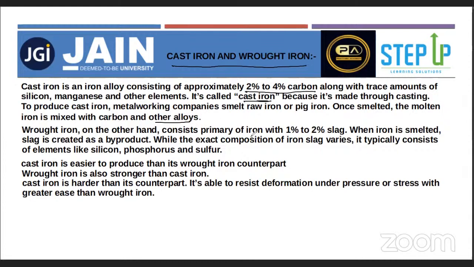Wrought iron, on the other hand, consists primarily of iron. How much more iron will be there, how much less carbon? It will not be that brittle. Brittle, you know, right? It will break when you're trying to convert it into a different form. This iron is smelted, and slag is created as a byproduct. While the exact composition of iron slag varies, it typically consists of elements like silicon, phosphorus, and sulfur.